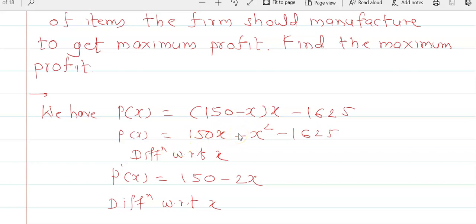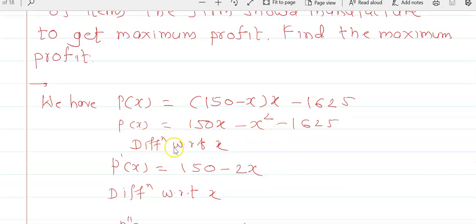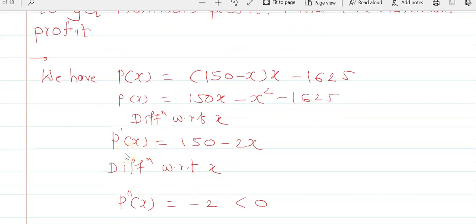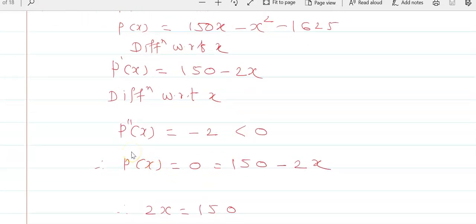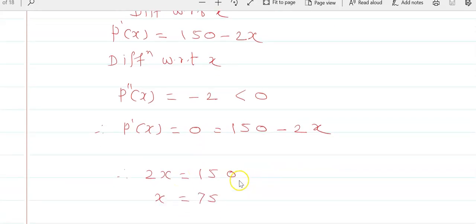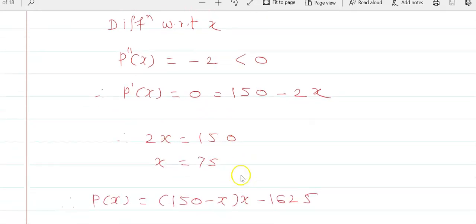We'll simplify it. P of x is equal to 150x minus x square minus 1625. Now differentiate this with respect to x. P dash of x, that is the first derivative, is 150 minus 2x. Now again differentiate this with respect to x. Therefore, P double dash of x is equal to minus 2, which is less than 0. Now P dash of x is equal to 0, that is 150 minus 2x equal to 0. Therefore, 2x is equal to 150, and that's why x is equal to 75.